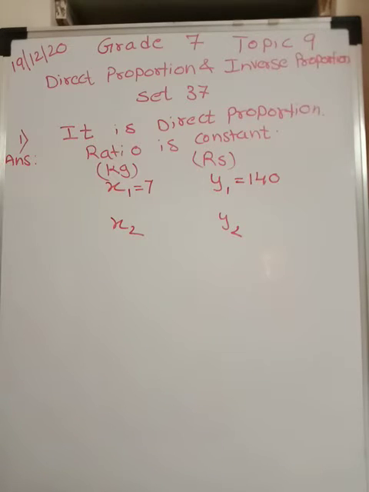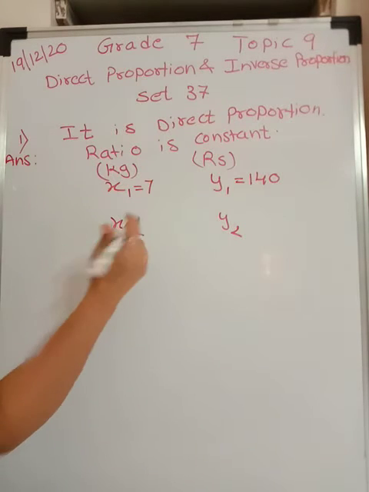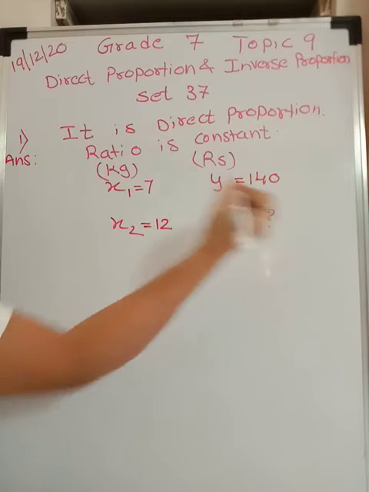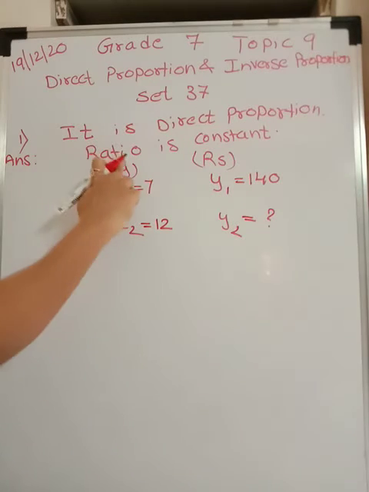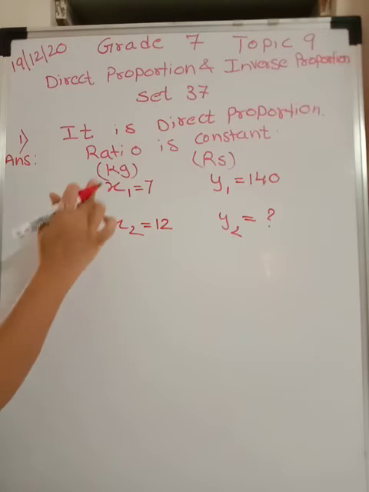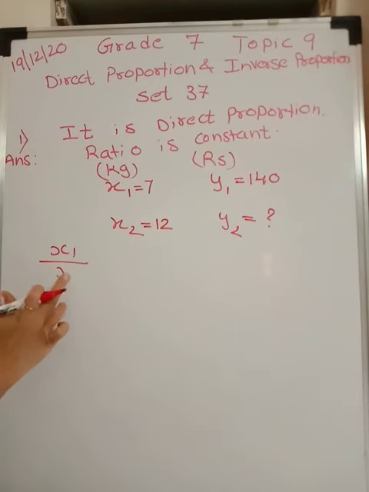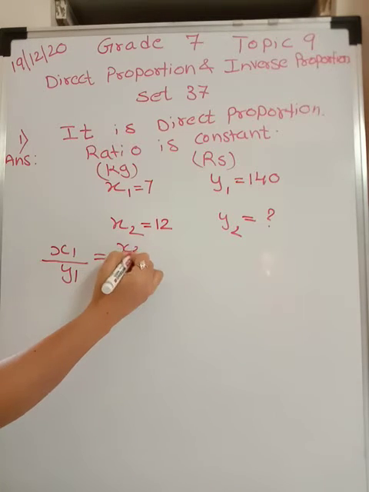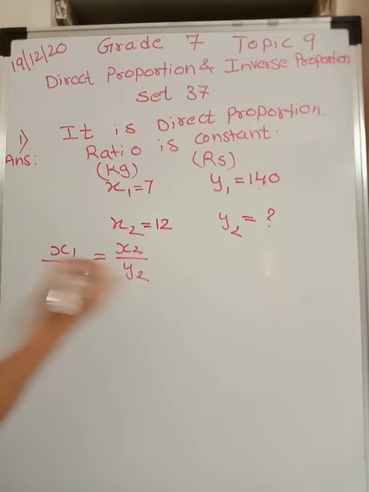How much must we pay for 12 kg of onion? Now x2 is how much? 12. So what should be the cost? Now what is constant? Ratio is constant. So x upon y ratio should be constant. So x1 upon y1, this is constant, is equal to x2 upon y2.